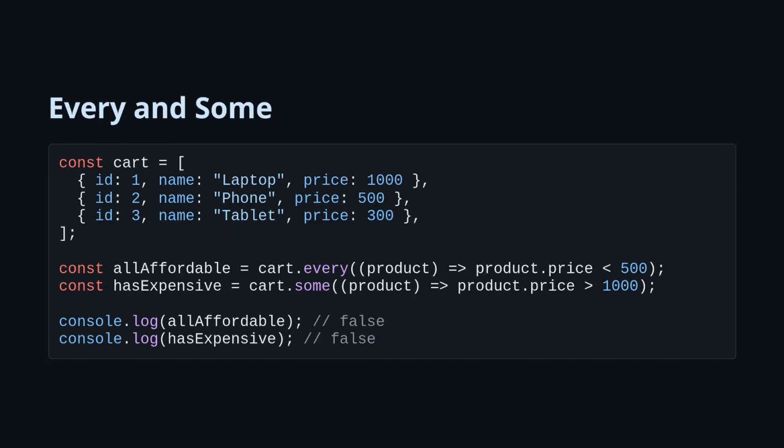So now let's talk about the every and some functions. The every function just means if every element in the array fulfills this predicate, then return true. And the some function just means if some elements in the array fulfill this predicate, return true. They are very useful if you want to know if every element or some elements fulfill the predicate. In this case, both of them return false, because not all of them are below 500 and none of them are above 1000.